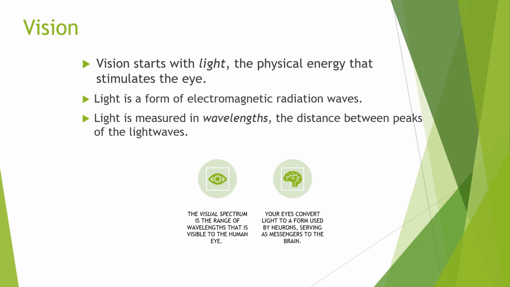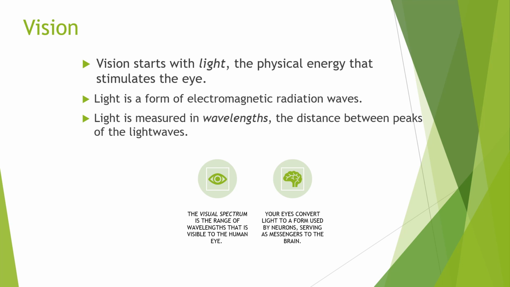The visual spectrum is the range of wavelengths that is visible for us to see. The electromagnetic spectrum is this whole length of wavelengths, but there are only certain wavelengths that occur in order for us as humans to be able to see them.